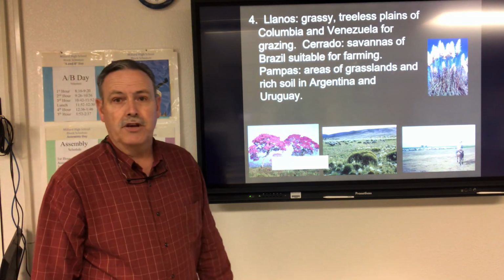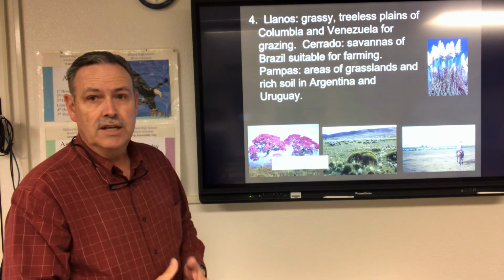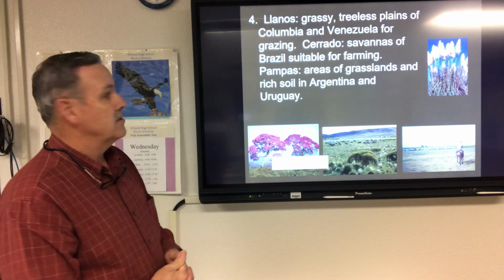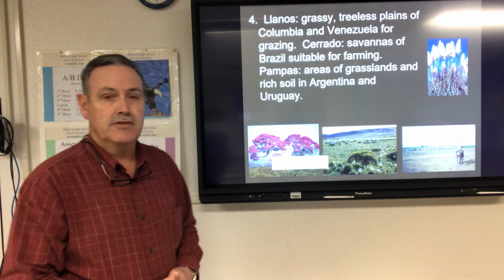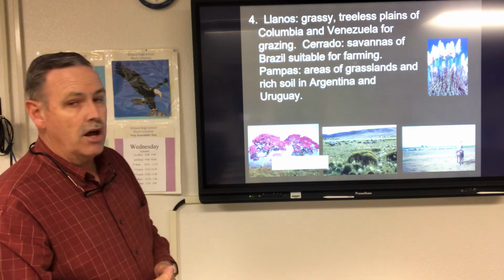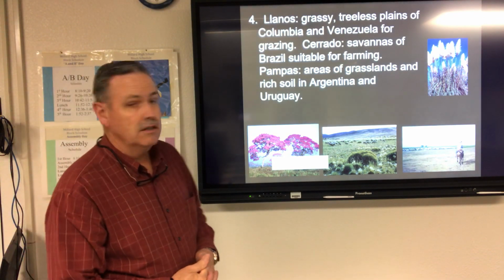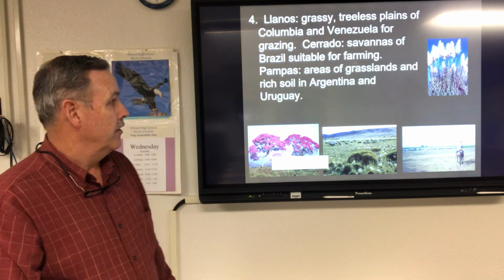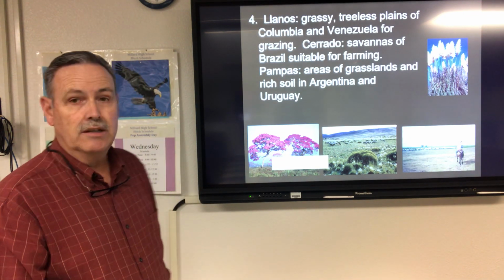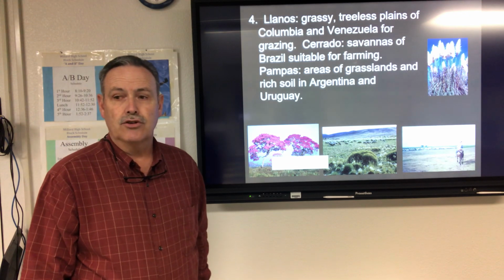We have three terms on this page. Llanos, these are grassy, treeless plains of Colombia and Venezuela, mostly for grazing of animals, livestock. Cerrado, savannas of Brazil that are suitable for farming. And pampas, these are areas of grasslands and rich soil in Argentina and Uruguay.